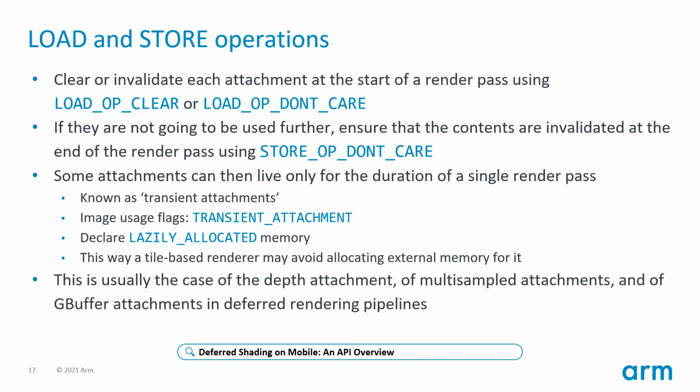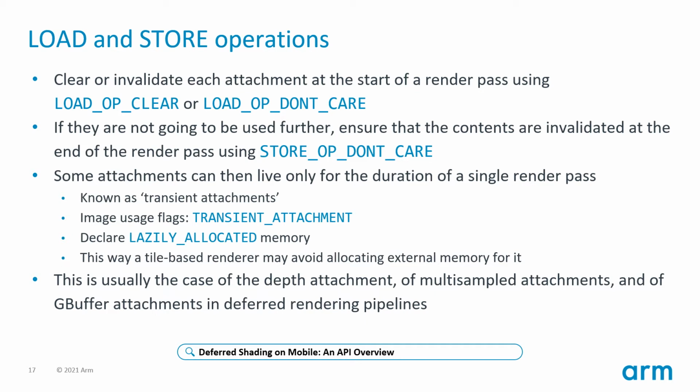Our advice is then to try maximizing the use of load op clear and store op don't care. This will not always be possible, depending on the content, but in many cases it can help make sure that we do not unnecessarily read or write to main memory. Additionally, for cases like the depth buffer that we just described, it is possible to tag the attachment as transient. This means that since it will not be coming from main memory and will not be needed after the shading is complete, the attachment does not need to have any space allocated for it in main memory.